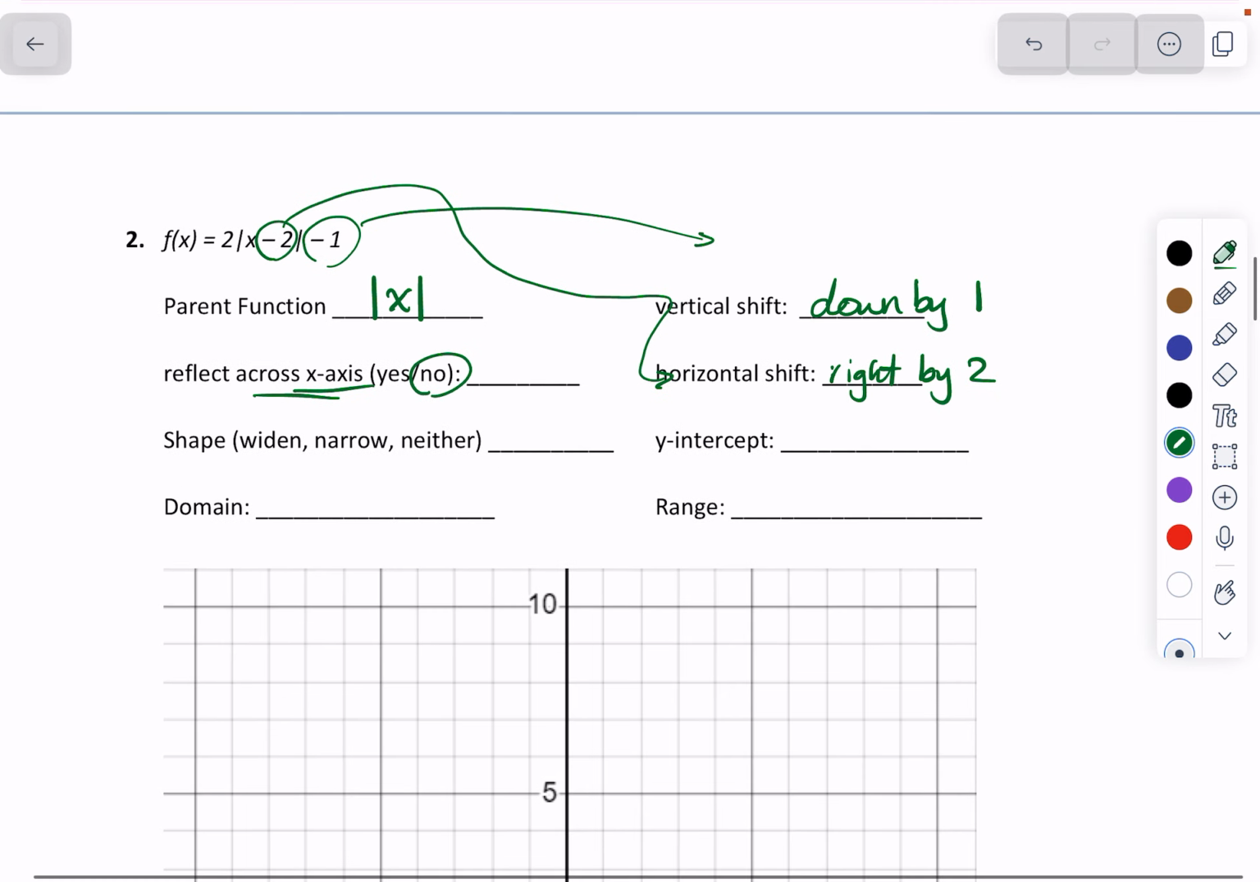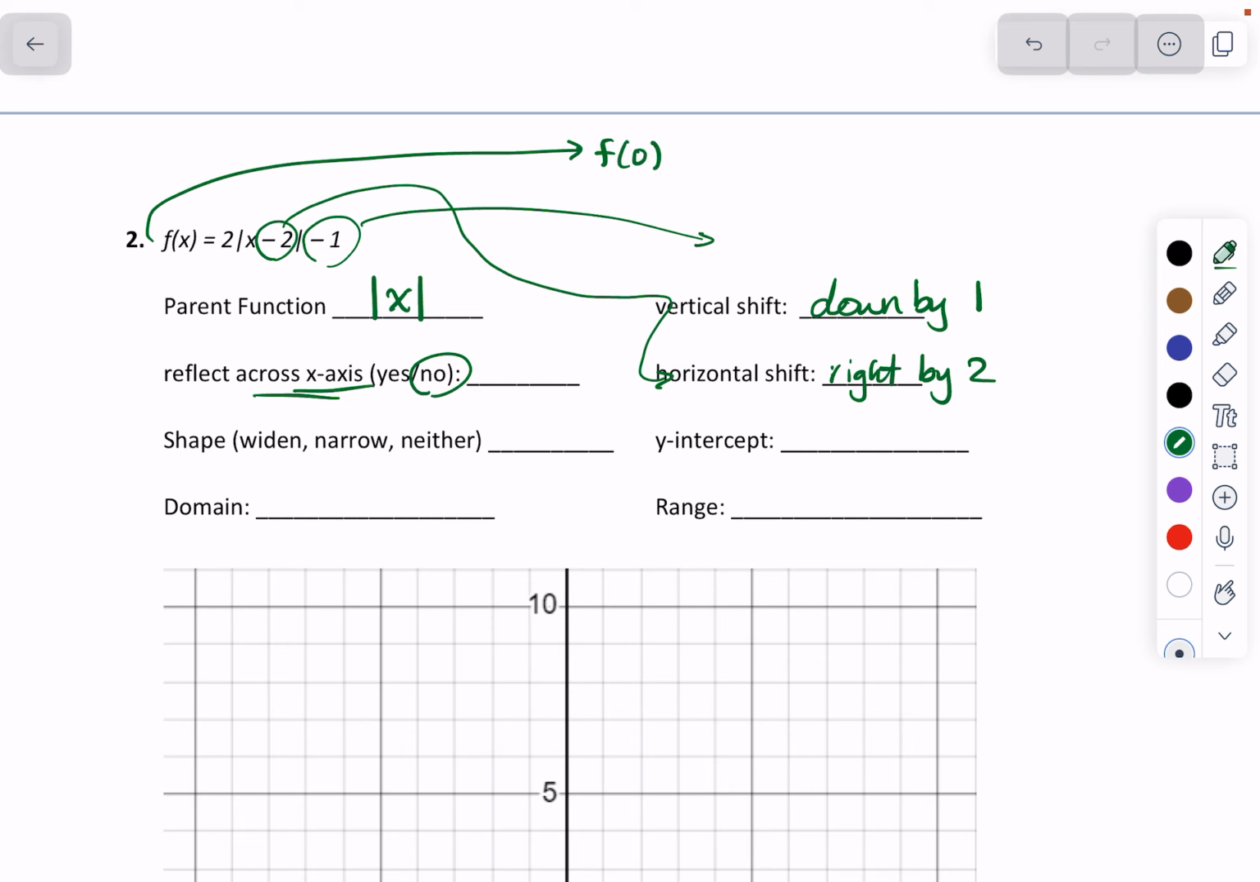Y-intercept. Best way to find y-intercept would just be to use the function f of x and plug in 0 for x. That's how you always find y-intercepts. So we get 2 absolute value, 0 minus 2, absolute value, minus 1. So we get 2 times absolute value, negative 2, minus 1.